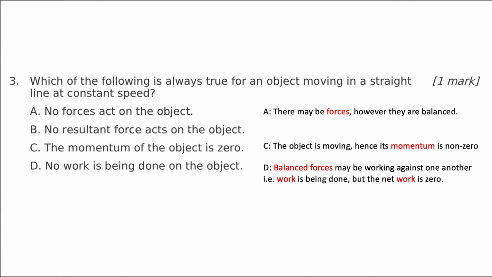Both forces are doing work. However, the net work is 0. This does not mean that no work is being done. It means that the two forces are cancelling each other out. So we're left with B.